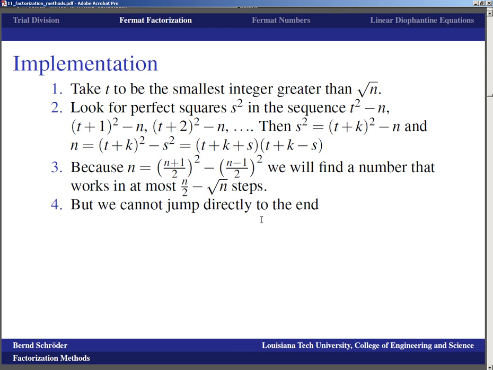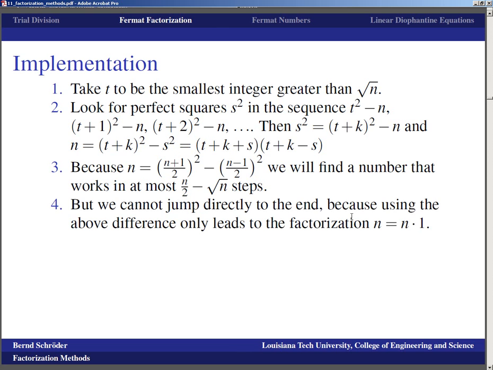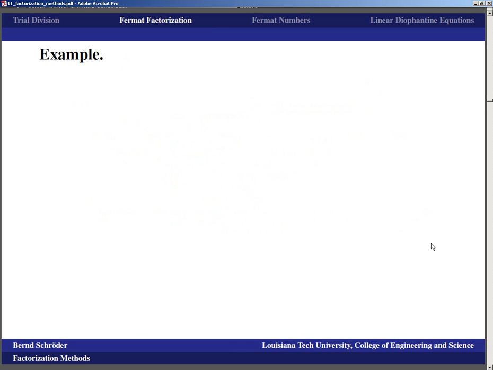But we cannot jump directly to the end, or let's just say we can, but it wouldn't really help much, because if we're using the difference ((n plus 1) over 2) squared and ((n minus 1) over 2) squared, that just gives you the trivial factorization n equals n times 1.